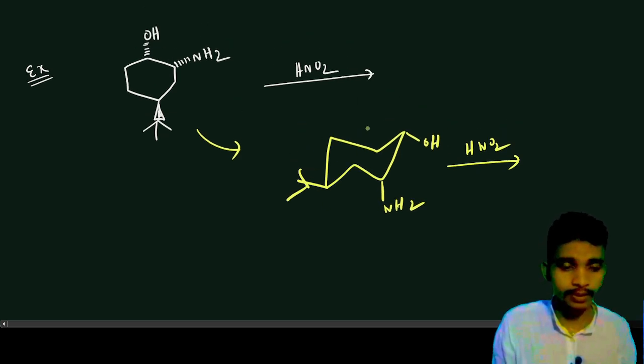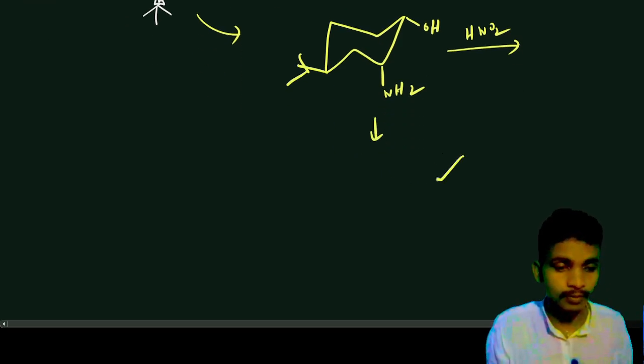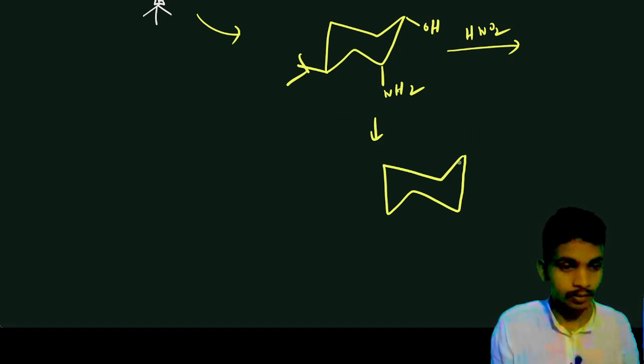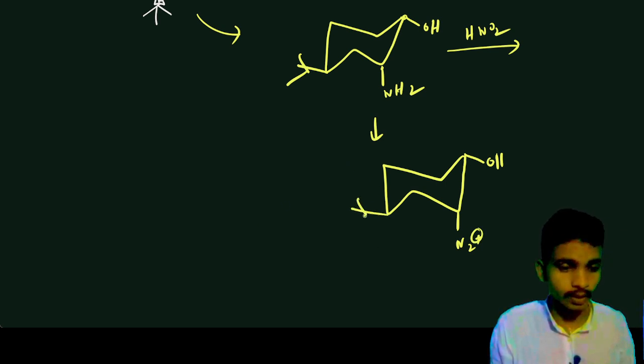Okay, now the same thing here. So this HNO2 will convert this NH2 into nitrogen gas. So that is going to be that OH. Again, the adjacent carbon atoms have OH and NH2 on them, so this is a semipinacol rearrangement, and this is going to be N2 plus. Okay, and this is going to be the leaving group.